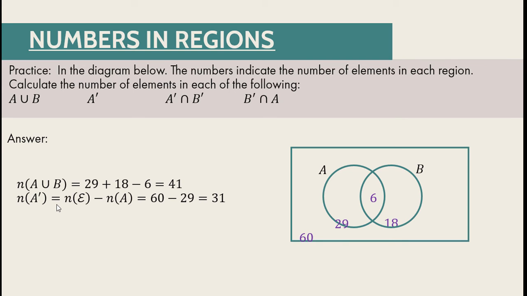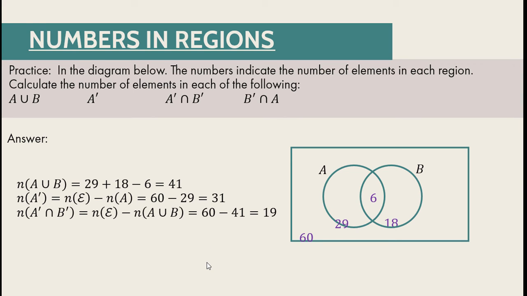Next, the number of A prime is 60 minus the number in A, which is 31. Because there are 60 elements in general and we have 29 elements in A. So there are 31 elements in the complement of A.